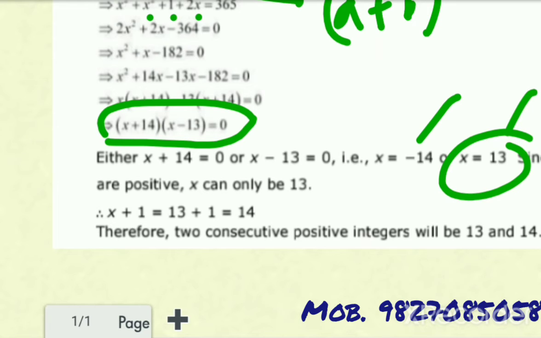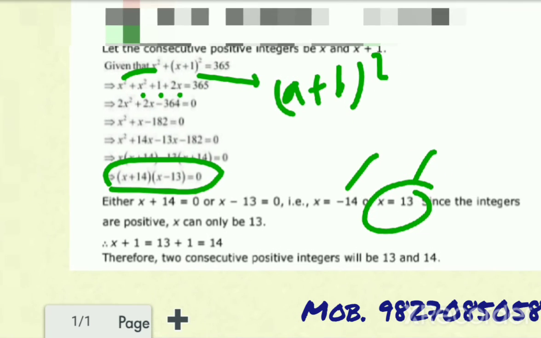So now the second integer is x plus 1, which means 13 plus 1 is equal to 14. So these are our answers. Okay.